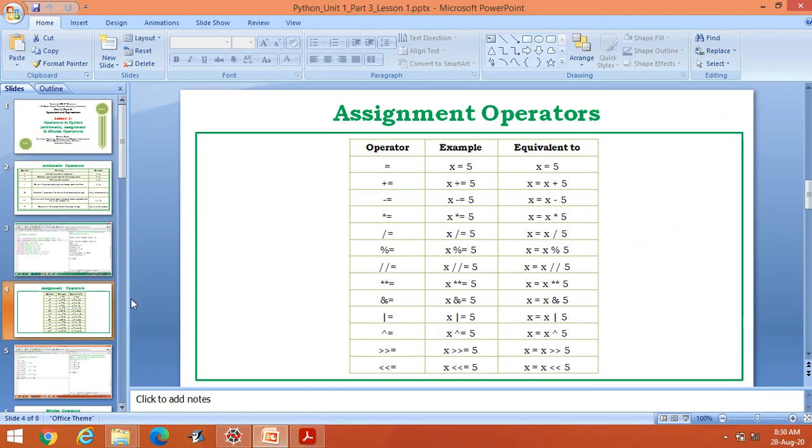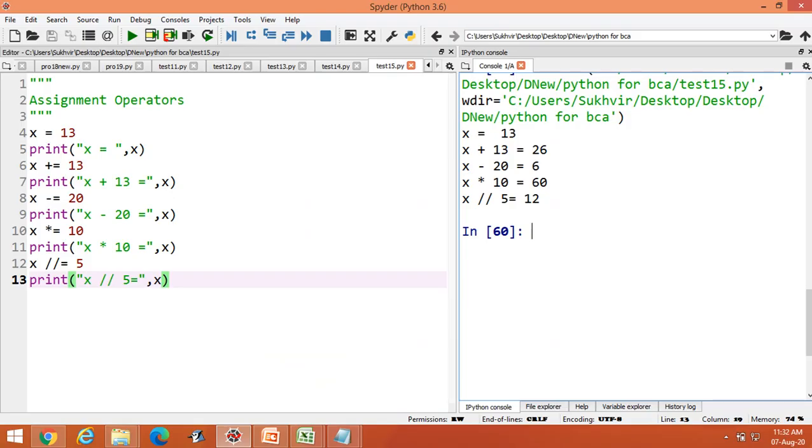Now proceed with the next content. These are the assignment operators. We have already completed this. Suppose x is equal to 13, then you can print x, then x plus 13. Look at this value, 26, then 26 minus 20 is there. Then the answer is 6. 6 multiply 10 is there, 60. 60 divided by 5, that is 12, like this.